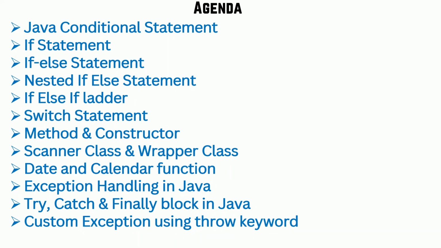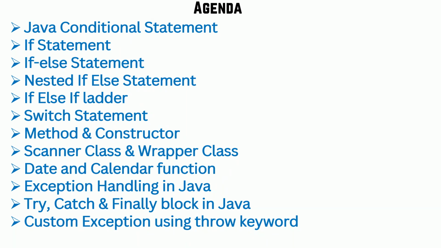Then you will learn what is the importance of the array class and wrapper class. Then we'll discuss the date and calendar function. Then we'll go to exception handling, where I will try to cover the try catch and finally block, and also the importance of the throw keyword, using which we can create our custom exceptions to handle the exception handling.